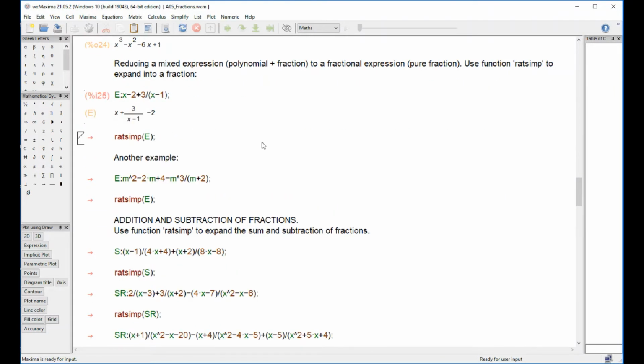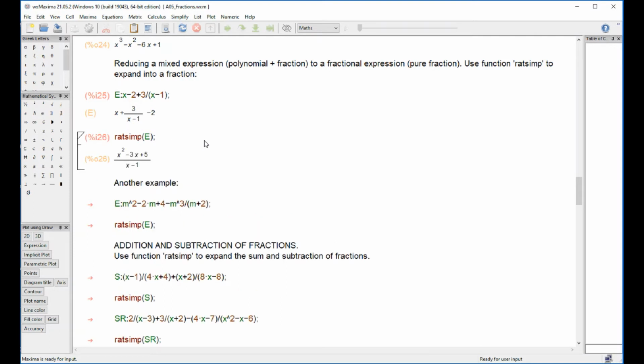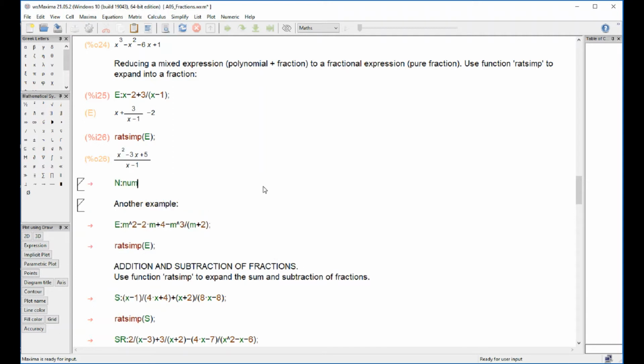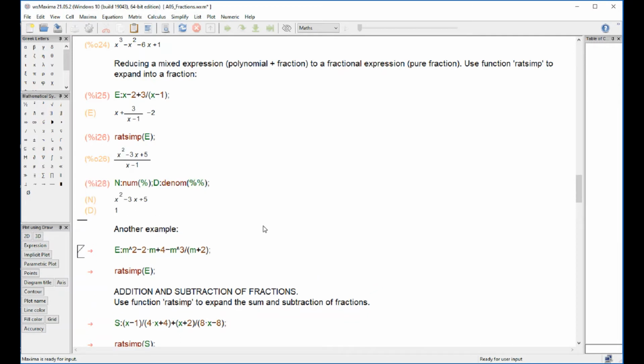Let's try this one. Minus 2 plus 3 over x minus 1 plus x. Rational simplification of that sum gives me this result. There is no longer any common factor, so it cannot be simplified anymore. We can check that by checking the numerator of the previous result. It will be the denominator. Yeah, okay, well that's not going to work. Let me just take this. This Control C.